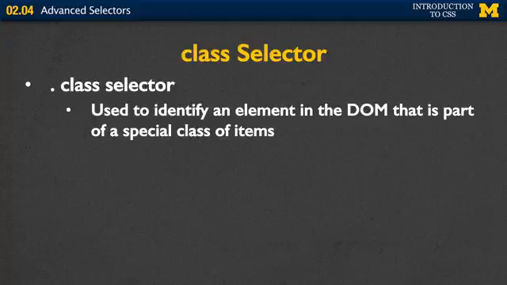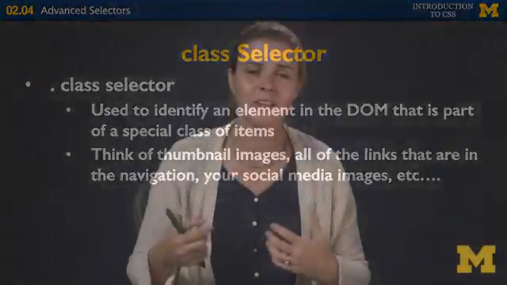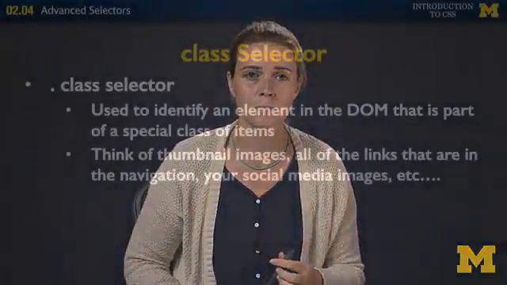Class selectors are similar to IDs, but the difference is that classes can apply to a range of elements, not just one particular element in the DOM. So think of thumbnail images or social media icons. It's this idea of, I want to be able to style a big group of things all in the same way, but I don't want to necessarily style all of them that way. You don't want all of your images to be thumbnails, but you want a lot of them to be.